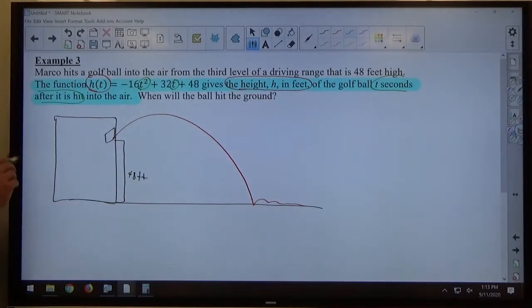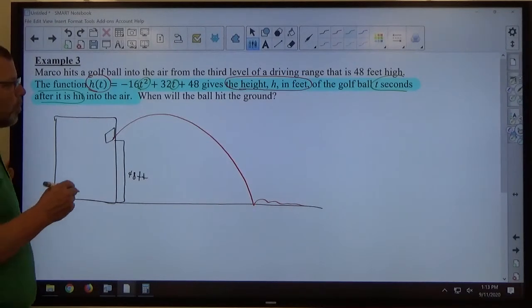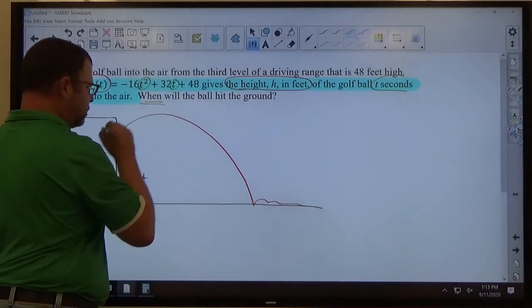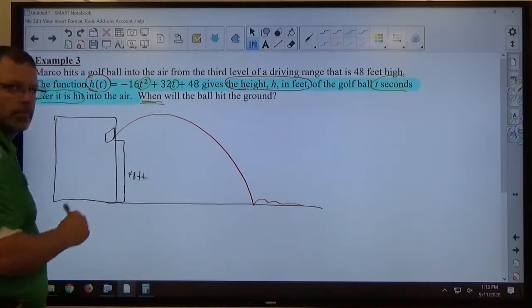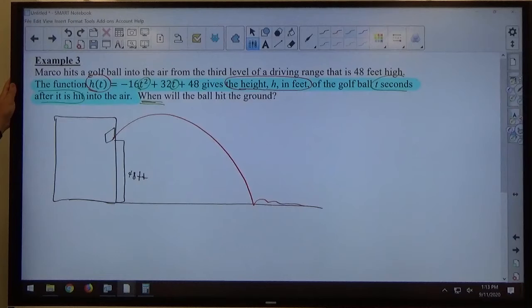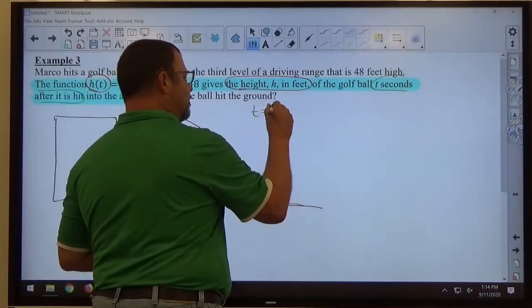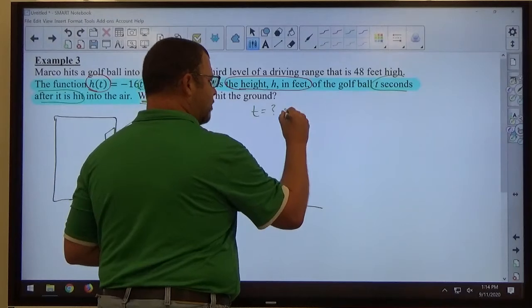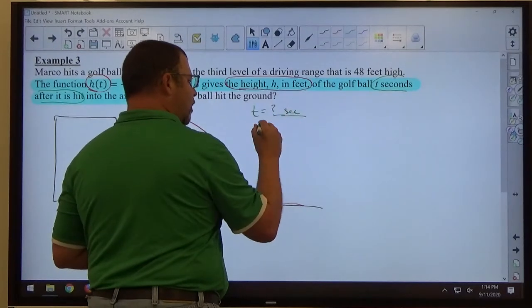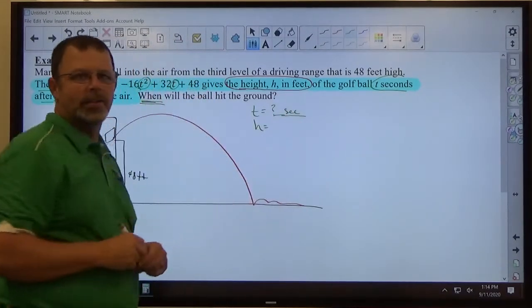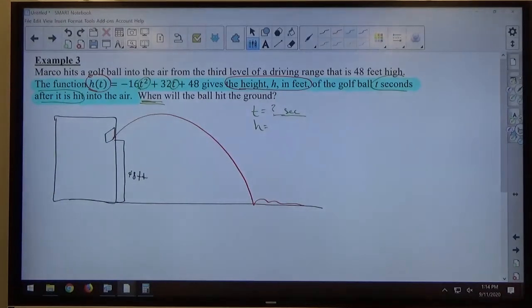But the question they're asking us is this. When will the ball hit the ground? Larson, what does the word when mean? Like when it's going to happen? I don't know. Oh, t. Yeah, when is t. When's the time, right? So if they're asking when, they're asking to find t. When will the ball hit the ground? So if they're asking me to find t, so t equals some number of seconds, then that means I should know what the height is, because those are the two variables in the problem. You should know one if you want to find the other.